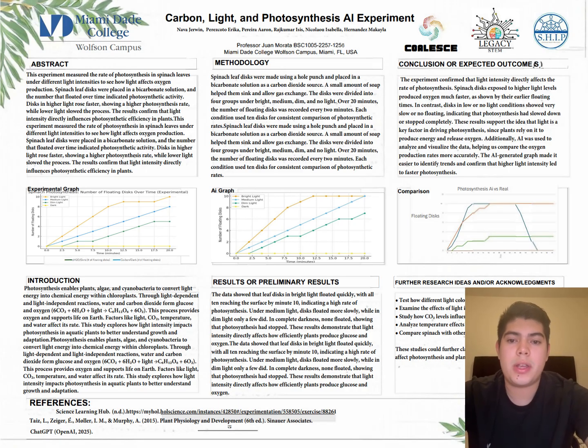By counting how many discs floated over time, we could measure how fast photosynthesis occurred under bright, medium, dim, and dark light. We found that discs exposed to brighter light floated much faster, showing a higher photosynthesis rate. Lower light made the process slower, and no light stopped it completely. This experiment confirms that light intensity directly influences how efficiently plants can carry out photosynthesis.